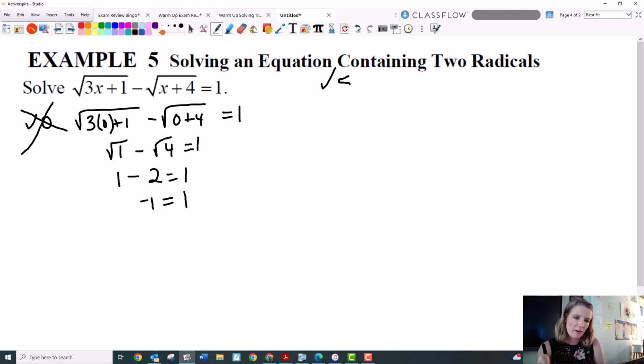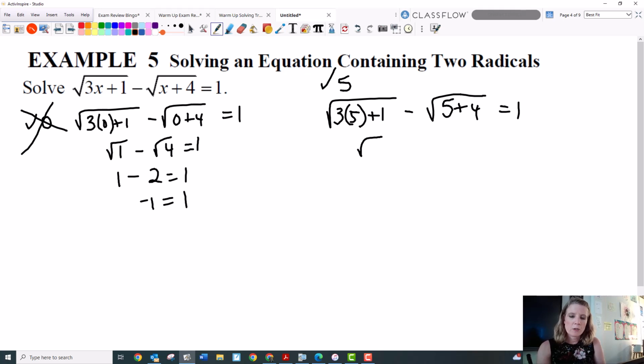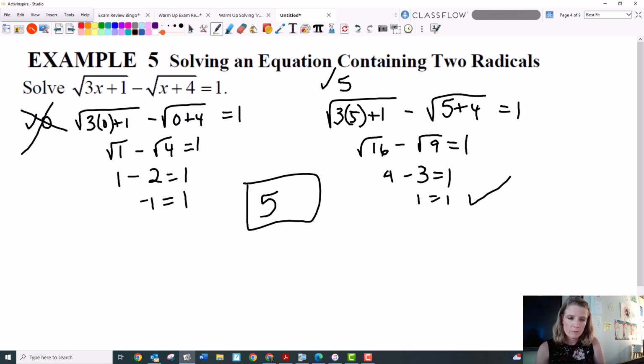Now I'm going to check the 5. 3 times 5 plus 1 minus... 15 plus 1, that's the square root of 16, minus the square root of 9 equals 1. 4 minus 3 equals 1. 1 equals 1. That's true. So my answer is 5.